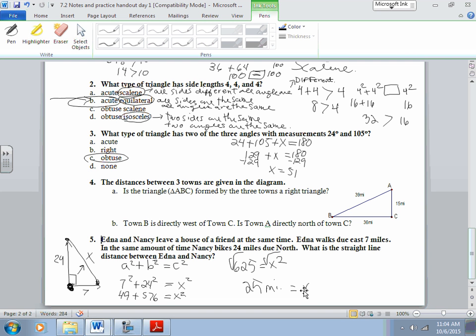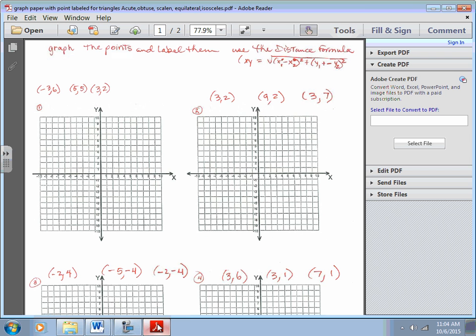The only thing left, there's one other thing left, and then I'm going to have you guys working together with each other. Okay? You're going to graph points and label them. Now, this formula right here, you can use that distance formula, but I'm going to show you a trick, okay? Let's do the first one together, though, okay?